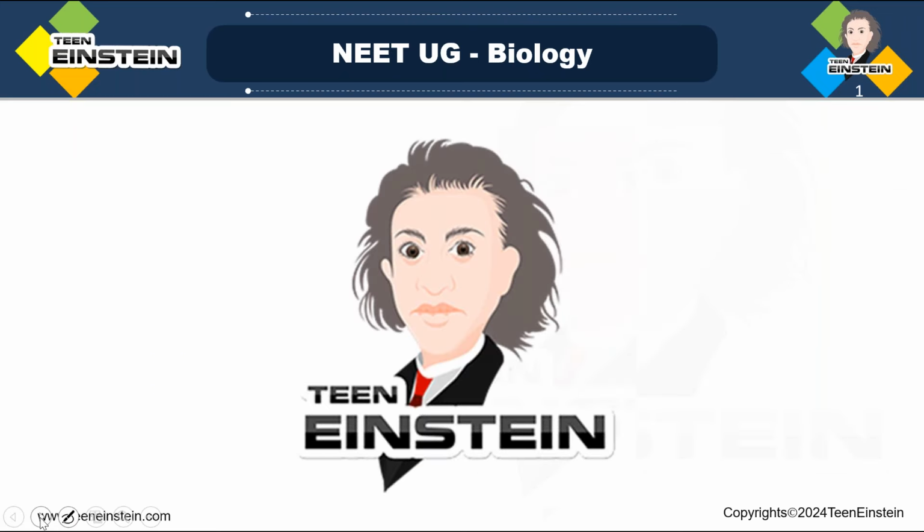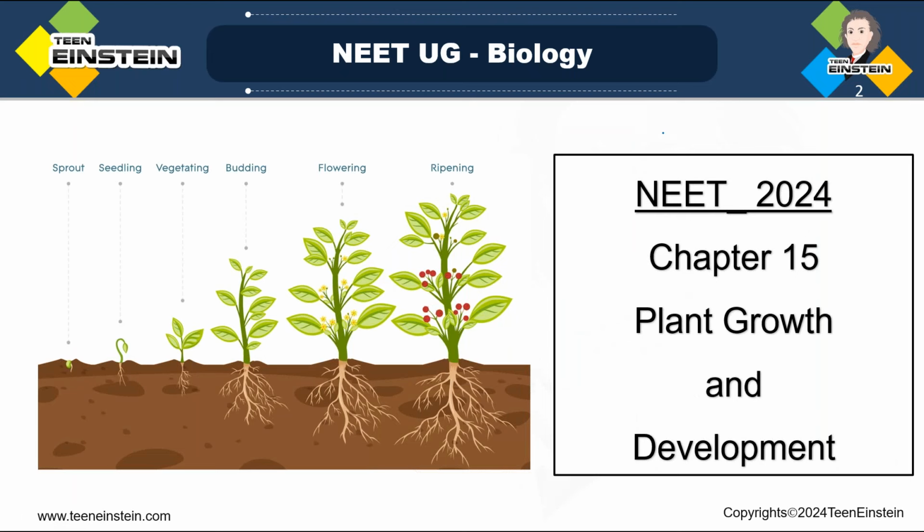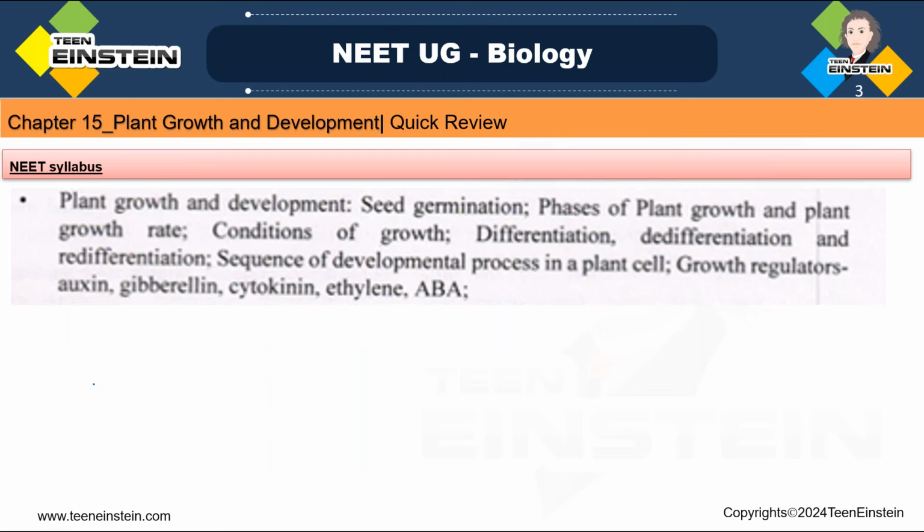Hello students, now we are moving to the new chapter, chapter number 15, plant growth and development. In this chapter, for the NEET exam, we have to learn plant growth and development, seed germination, the phases of plant growth and plant growth rate, conditions of growth, then differentiation, de-differentiation and re-differentiation, then the sequence of developmental process in a plant cell, and growth regulators. In that you have to learn auxin, gibberellin, cytokinin, ethylene and abscisic acid. All these you are going to learn.